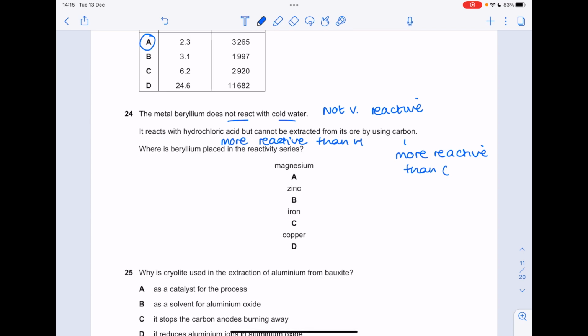And so where are we placing beryllium in the reactivity series? Definitely not down here. It would be way too unreactive. It's worth learning the reactivity series, which goes something like this. Magnesium is more reactive than aluminium. Then we've got carbon, zinc, iron, lead, hydrogen, copper. So we've said it needs to be more reactive than carbon and more reactive than hydrogen. So we're looking up here. So it's actually A.